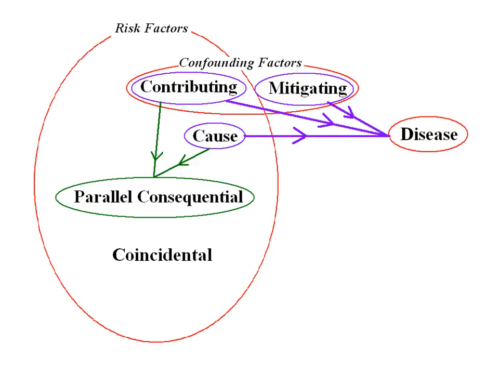We can separate them by using different observation types, taking different vantage points. In other words, different ways of looking at the same problem. In order to influence disease outcomes, we not only need to separate the cause and the contributing factors from the parallel consequential and the coincidental factors, but also we need to include the mitigating factors.